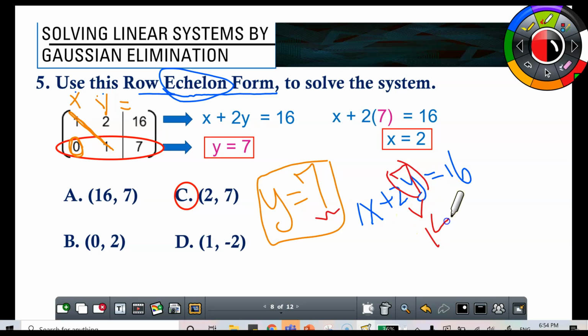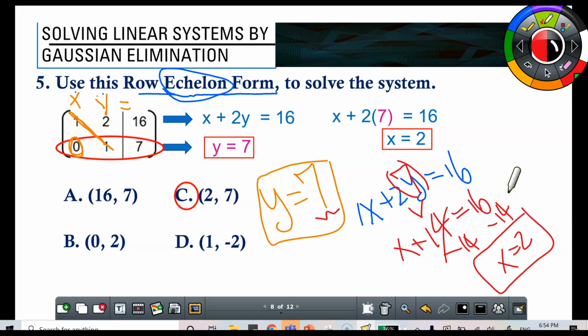And keep solving this equation. 2 times 7 is 14. So x plus 14 equals 16. And get rid of the 14 by subtraction. So you have x equals 2. And that's it. Okay. Next one.